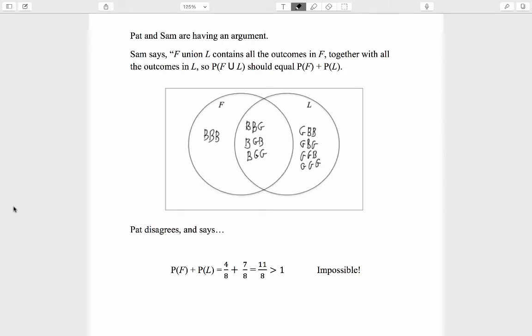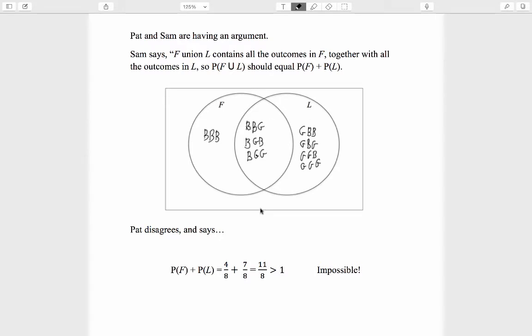Pat and Sam are having an argument. Sam says F union L contains all the outcomes in F together with all the outcomes in L, so the probability of the union should equal the sum of the individual probabilities of F and L.